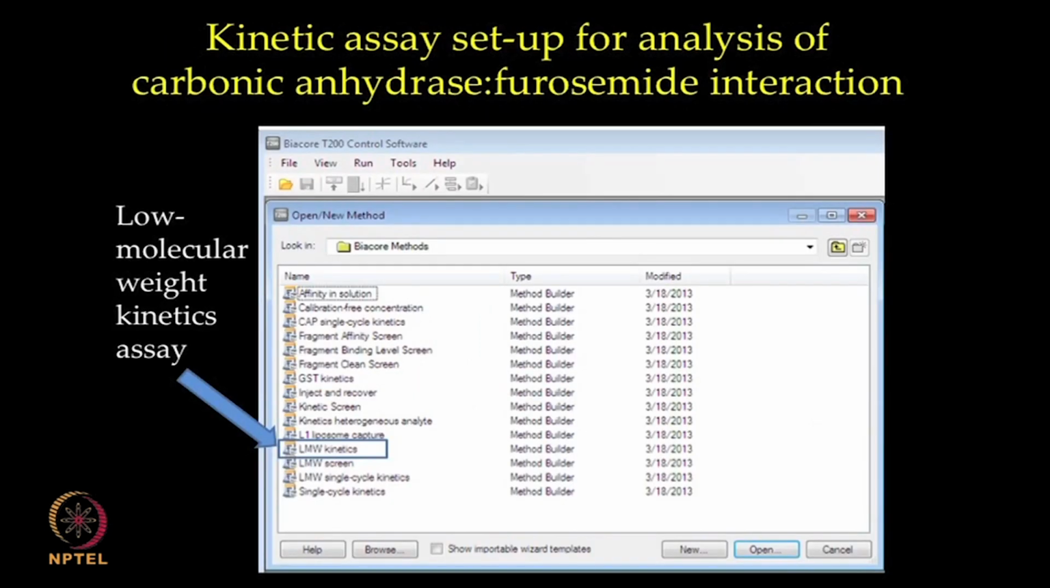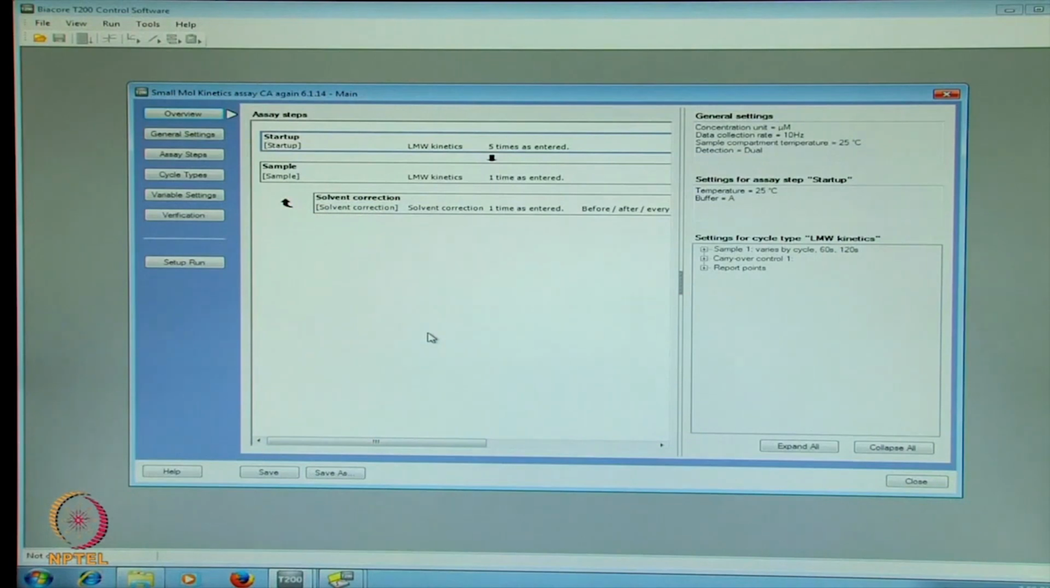With this, we proceed further with setting up of the kinetic assay wizard for low molecular weight compounds to study the interaction between carbonic anhydrase and furosemide. We now see how a small molecule kinetic template is set up. Similarly, here as well we have the startup. We have a sample flown at least once on the surface and a solvent correction with 8 different solvent correction points set here.